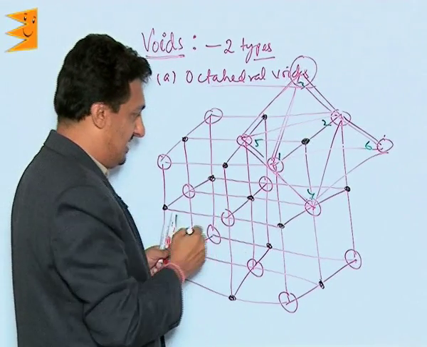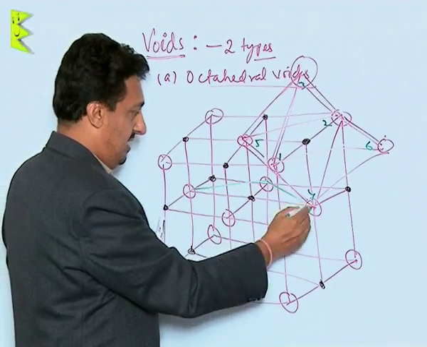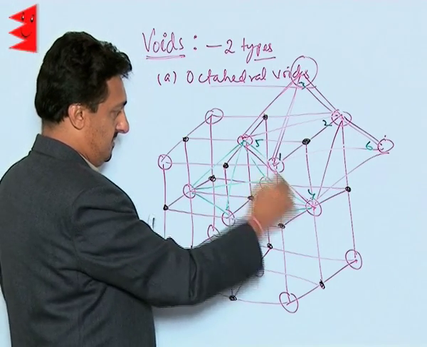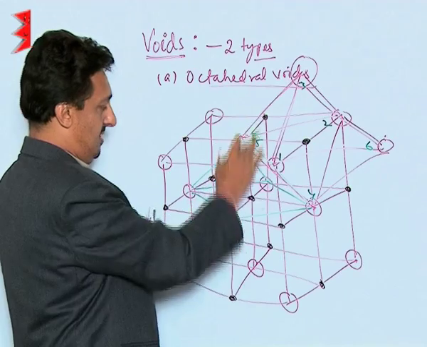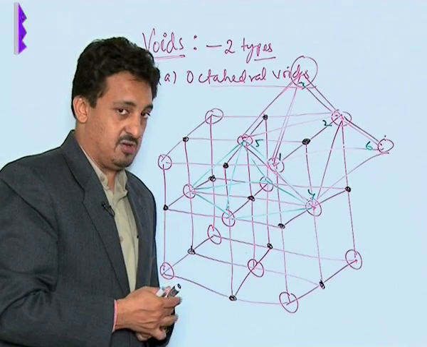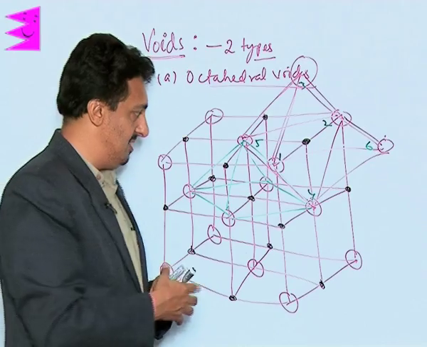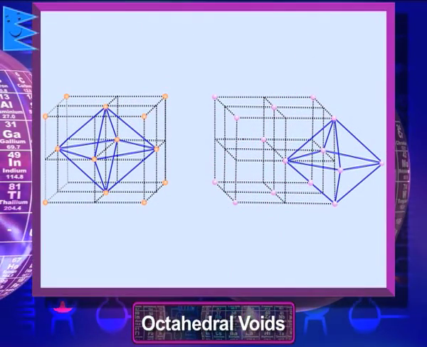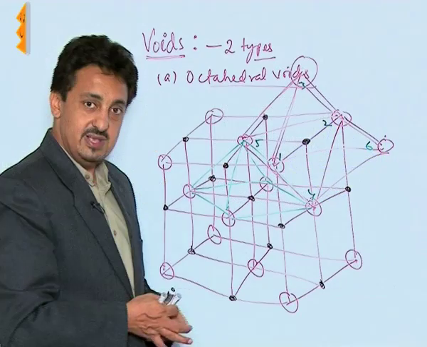Similarly, for each center, I can make out this is your square, and this is the top one. So this is a square pyramid, that makes it a square bipyramid, and we know the other name of the octahedral shape is square bipyramidal. So this is how these are the locations of the octahedral voids in an FCC unit cell, and now you know everything about these voids.